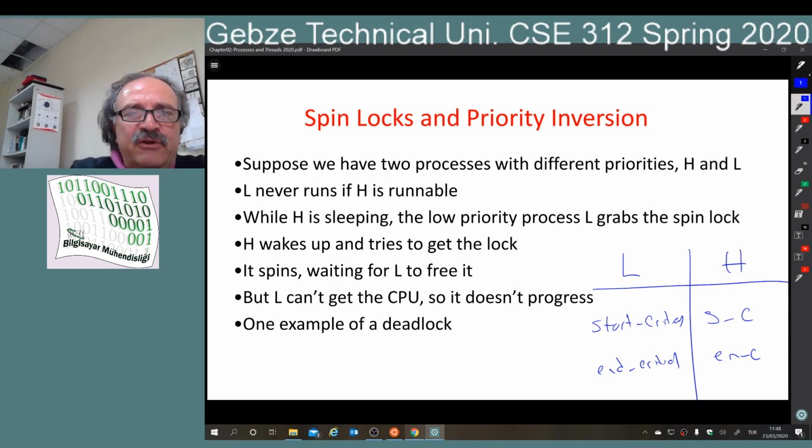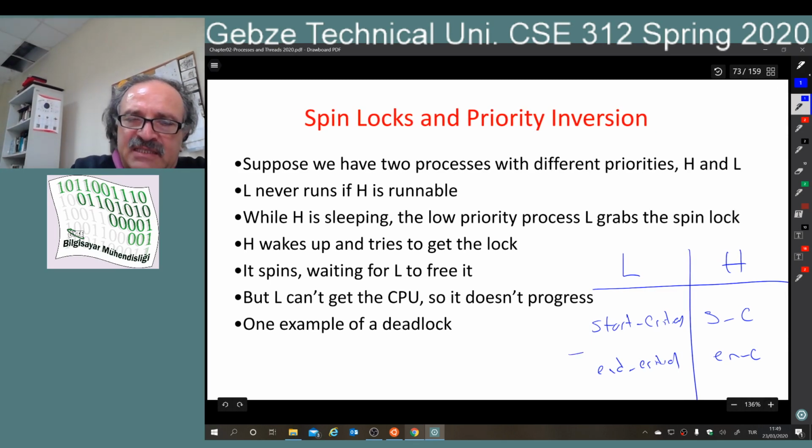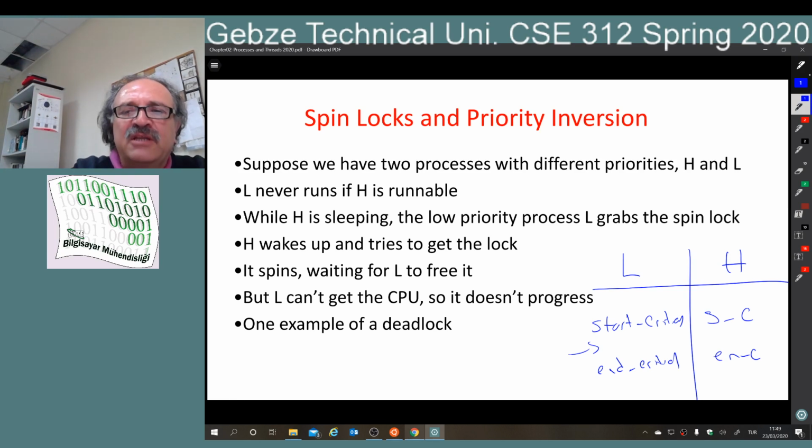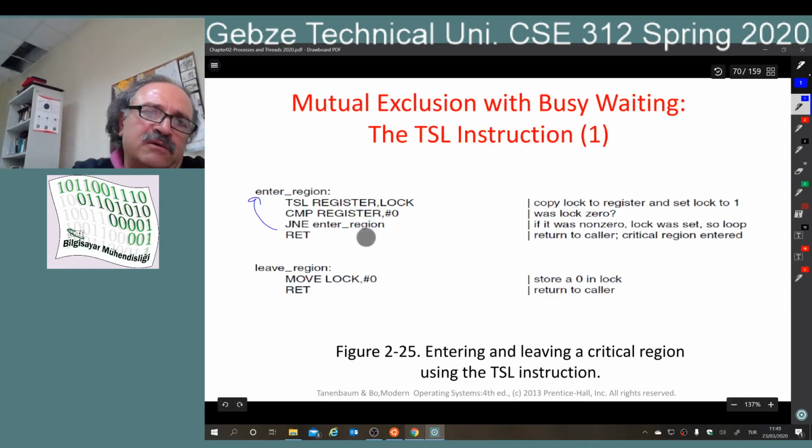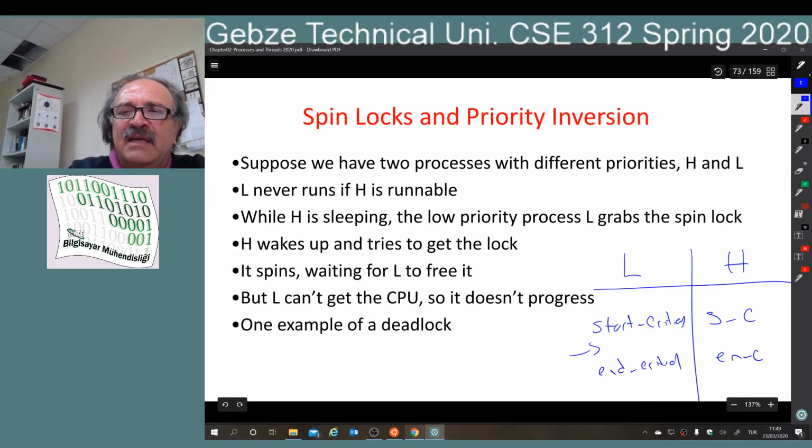Let's look at this one. This is what I said: L never runs if H is runnable. Let's say while H is sleeping, the low priority process L grabs the spin lock. L says that I'd like to get the lock, and it gets the lock. It is inside this critical region somewhere there, running the critical region, and then H wakes up while L is in the critical region. H tries to get the lock using this one or this one. It will say that I'd like to get the lock, and I am in a spin lock, in an infinite loop.